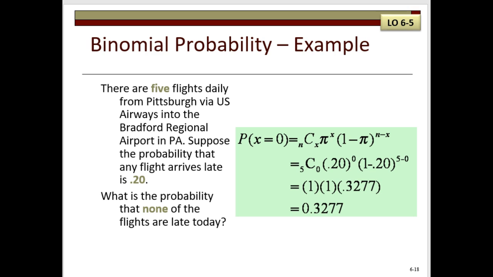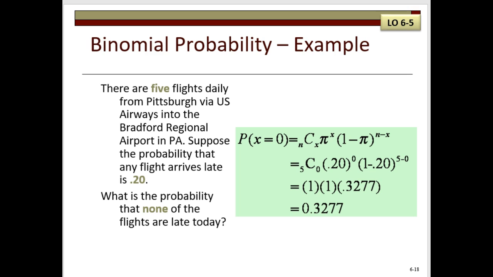There are 5 flights daily from Pittsburgh via U.S. Airways into Bradford Regional Airport. Suppose the probability that any flight arrives late is 0.2. What's the probability that none of the flights are late today? So in this problem, the sample size is 5. The probability of success, that is, a flight arriving late, is 0.2. Each flight has only two possible outcomes. Either it is late or it is on time.